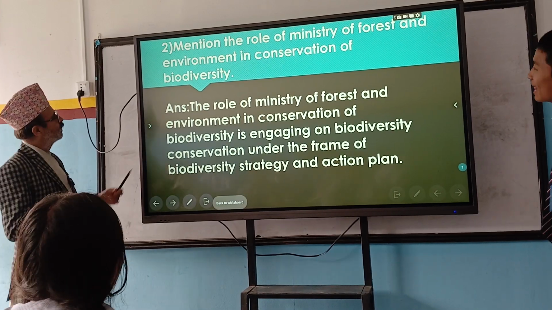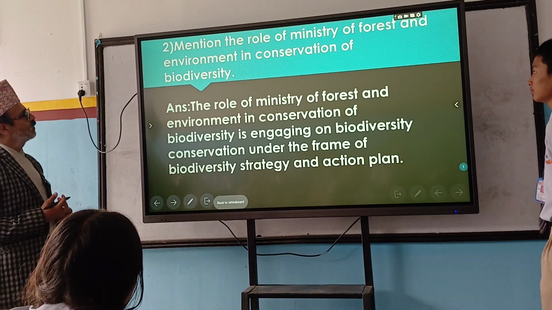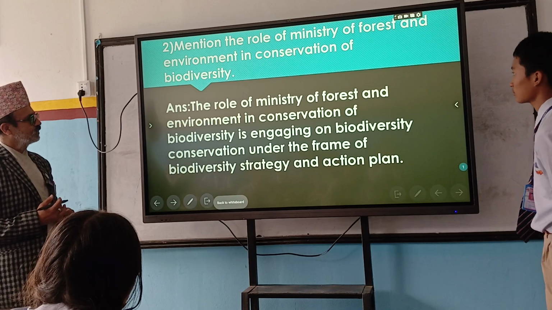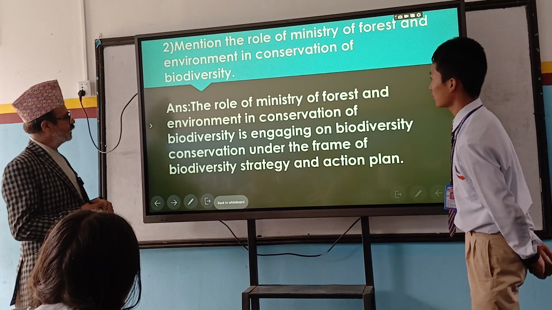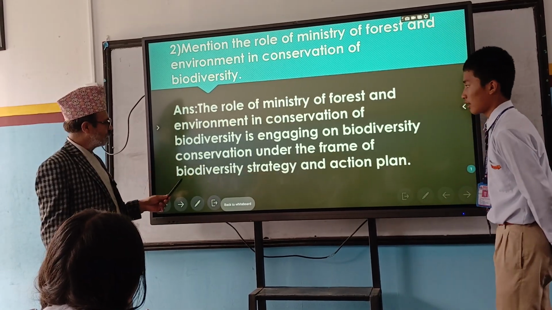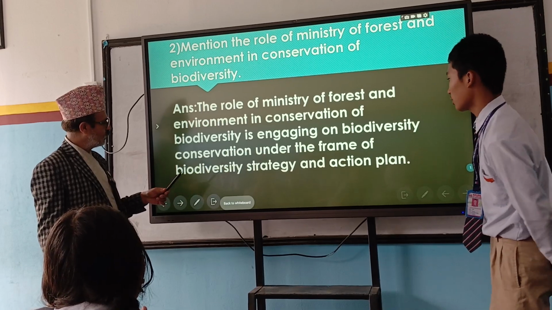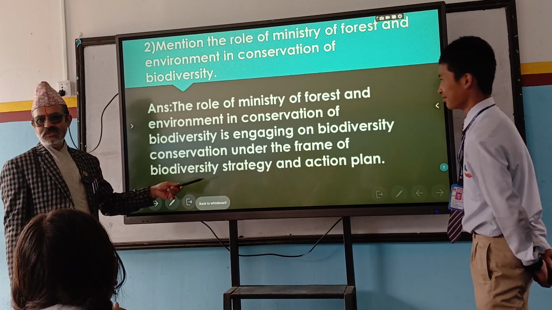Smell. Number 2. Mention the role of Ministry of Forest and Environment in conservation of diversity. What is given? Ministry of Forest and Environment in conservation of diversity is engaging on biodiversity conservation under the frame of biodiversity strategy, and so they make many more plans, formulas.